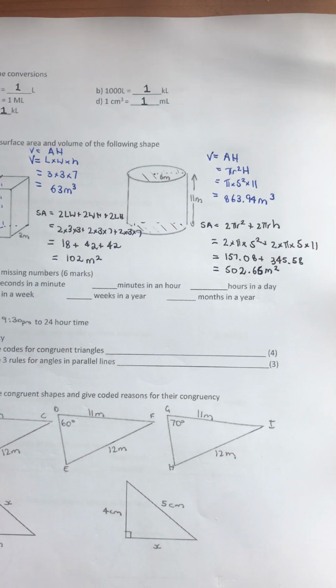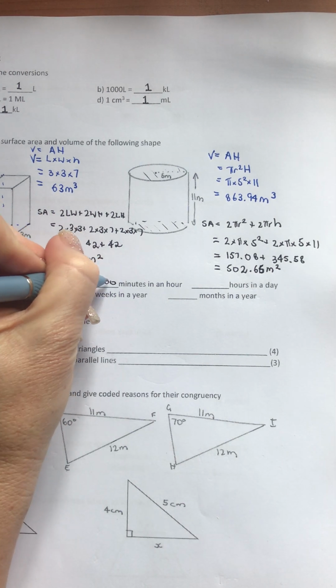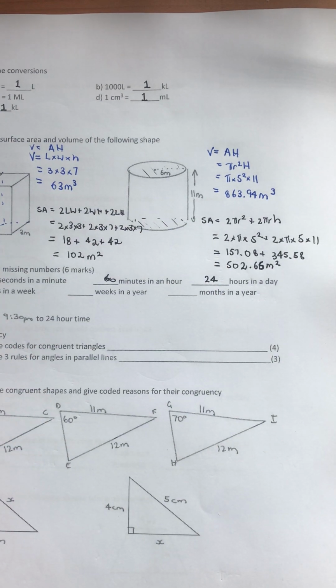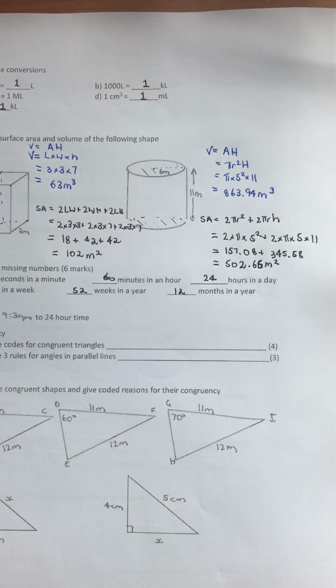Then we get on to some little facts about time that we need to know. So there are 60 seconds in a minute, there are 60 minutes in an hour, there are 24 hours in a day, 7 days in a week, 52 weeks in a year, and 12 months in a year.